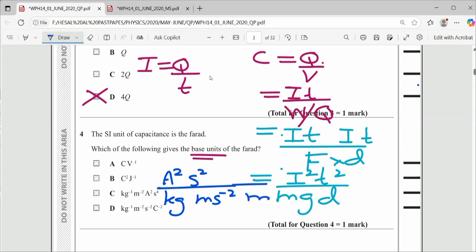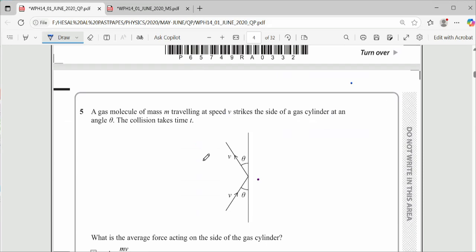Here, if I bring kg up, kg to the power minus 1. Here m to the power 2, once I bring it up, it becomes m to the power minus 2. What about A squared? And this s squared comes up as plus 2, and together it is 4. Which gives the answer? It gives by C. Now let's move to question number 5.